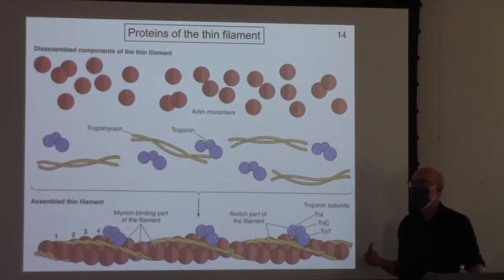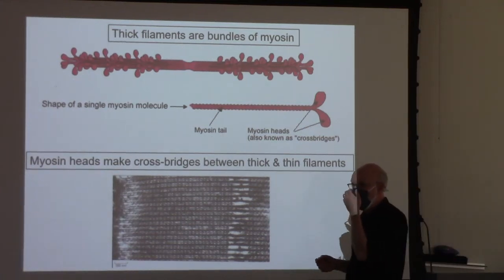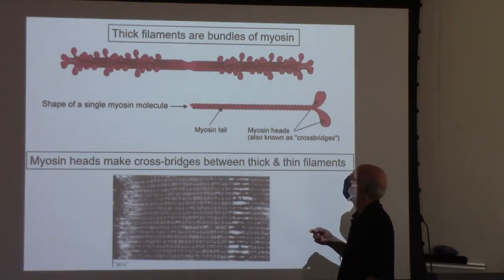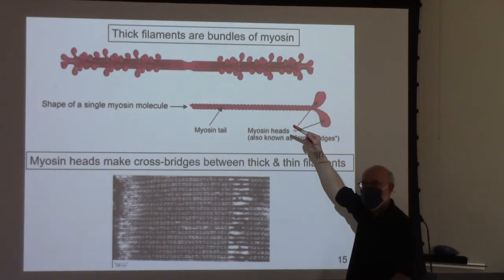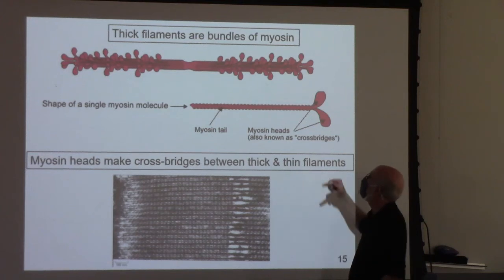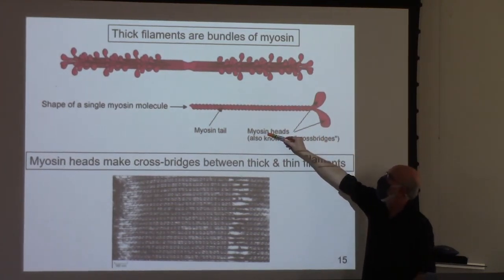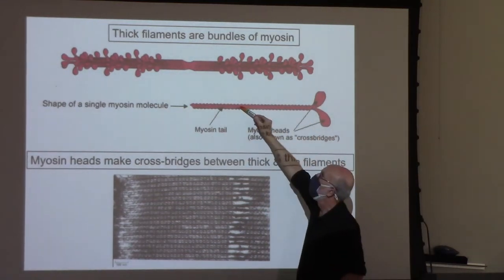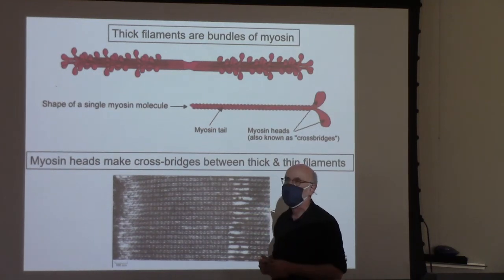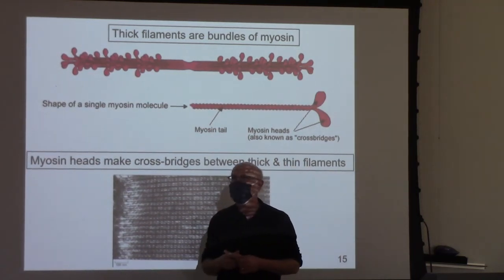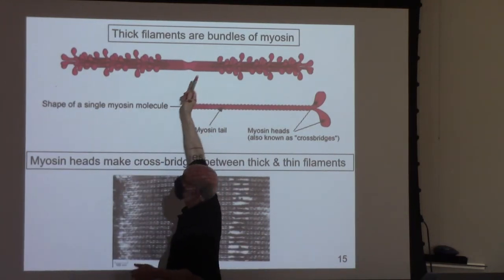The proteins of the thin filament. The other protein complex necessary for contraction are called the thick filaments, and they are made up of bundles, many hundreds of individual monomers of myosin. So the myosin, the thick filament, are bundles of hundreds, maybe thousands, of myosin molecules. And they are bundled in a special way with the middle line.